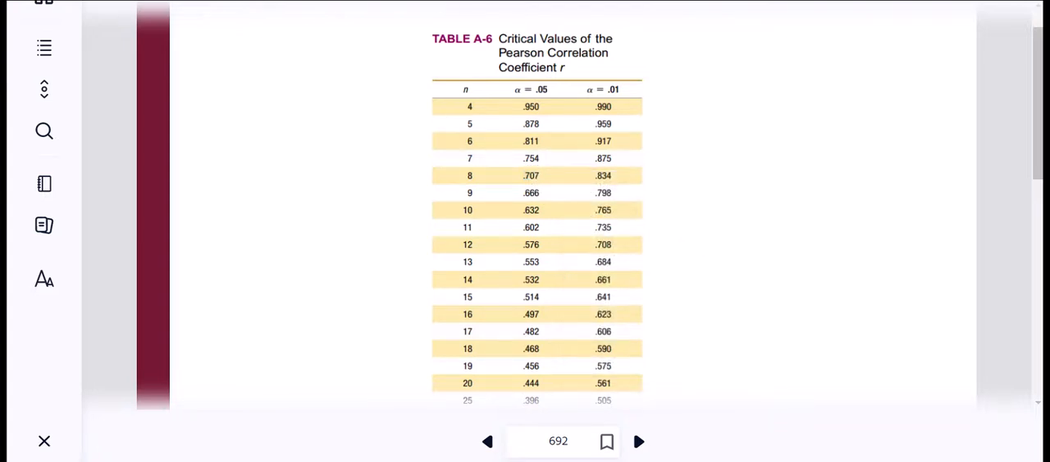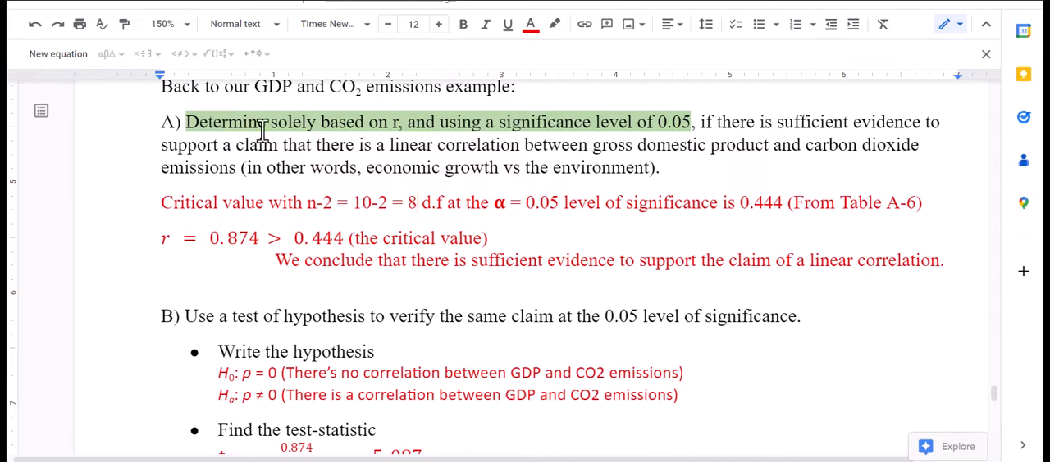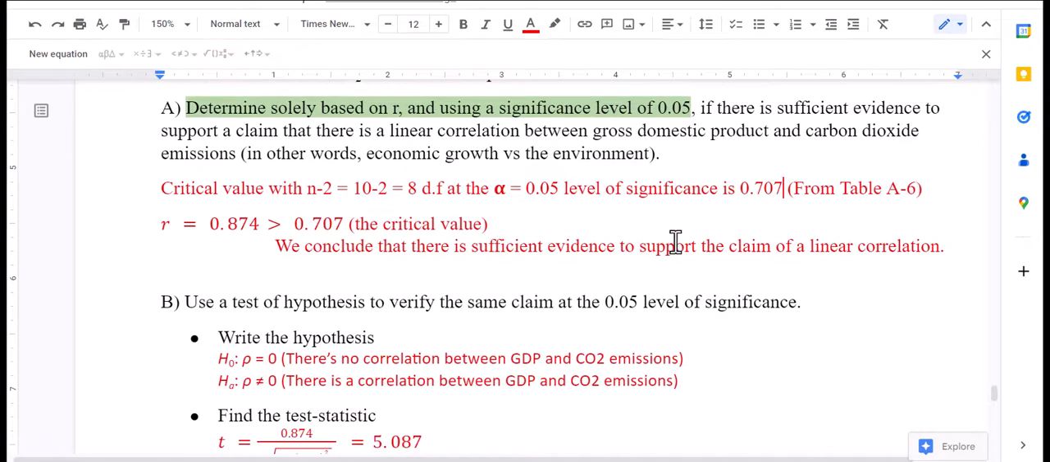And so 0.707, but our r is still larger than that. So 0.707. Sorry about that. I was still thinking the 22 from the other example, probably because I was going too fast from example to example. So 0.707 is our critical value from table A6.